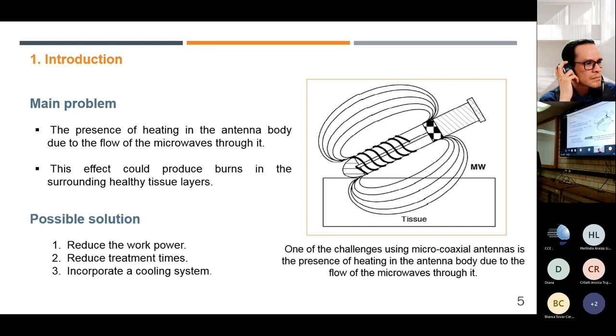However, one of the main problems when we use this kind of antenna in the treatment of tumors is the increase in temperature along the antenna. This increase in temperature can also heat the healthy tissue around the antenna. And this is a problem because it can burn all the healthy tissue surrounding the antenna. One of the main solutions to avoid this increase in temperature is to reduce the input powers, reduce the treatment times, or incorporate a cooling system.